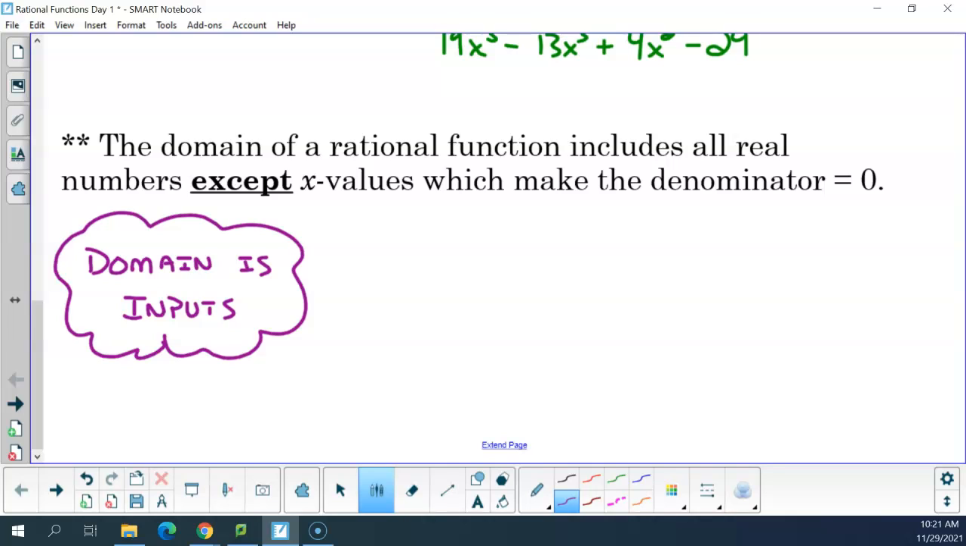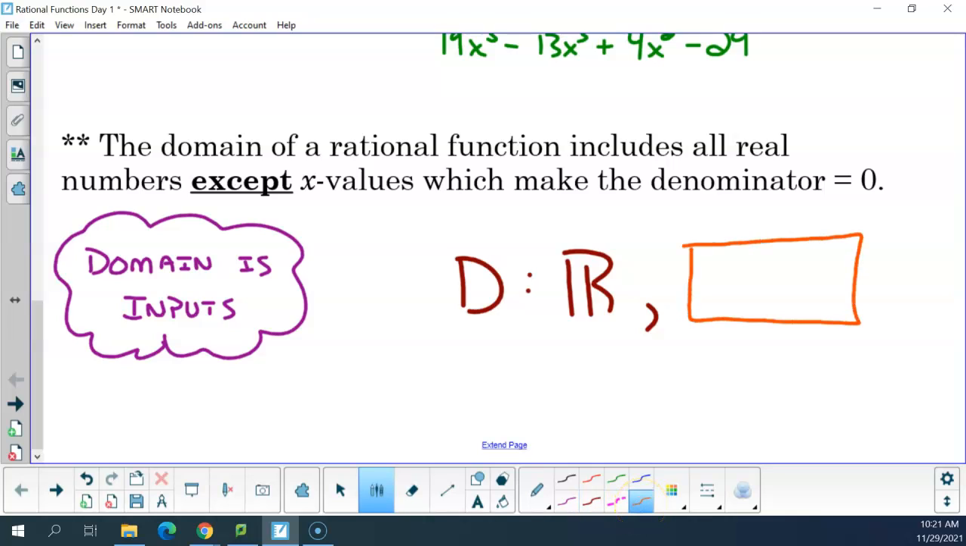So our domain is going to be all numbers except the ones that make the denominator be 0. Okay? And so what's going to happen here is you're going to write out what the domain is, and every single person's is going to look like this. Okay? It's going to start with a capital D. Capital D stands for domain.